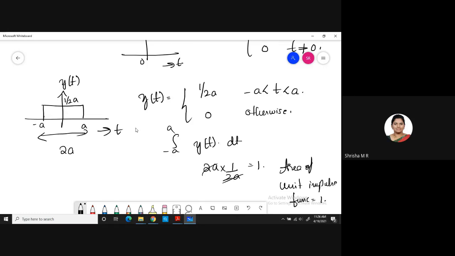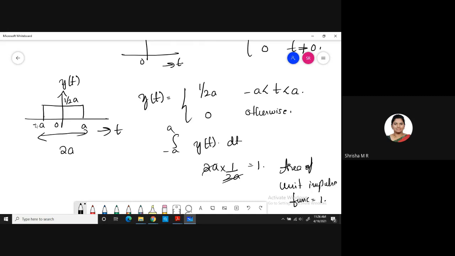So how do we get a unit impulse? In this rectangular function, if minus a tends to 0 and plus a also tends to 0, the signal will go upwards. The area will be 1 for a unit impulse function. So this is the condition for the unit impulse function.